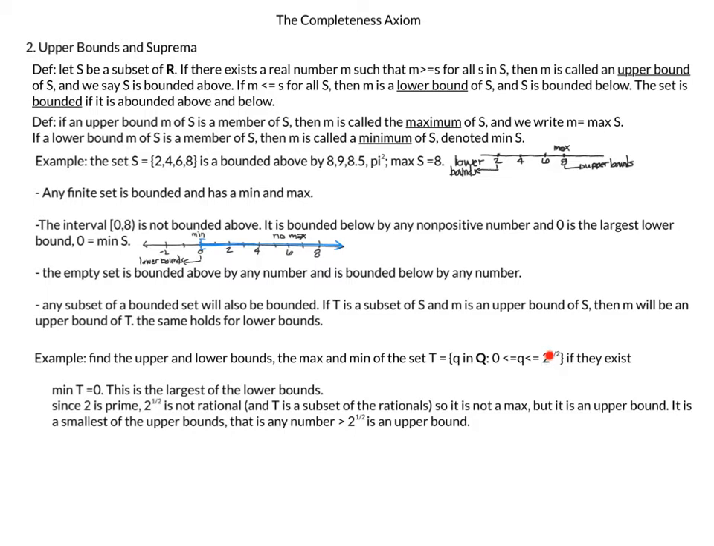Here we have 2 to the 1/2 as the upper limit of our set, but our set contains only the rational numbers, and since 2 to the 1/2 is not rational, it is not in the set. It is an upper bound, and anything greater than the square root of 2 is also an upper bound, but 2 raised to the 1/2, or square root of 2, is not in the set, so it is not a maximum. So it's not rational, it's not a maximum, but it is an upper bound, and it is the smallest of the upper bounds, since any number greater than square root of 2 is also an upper bound.